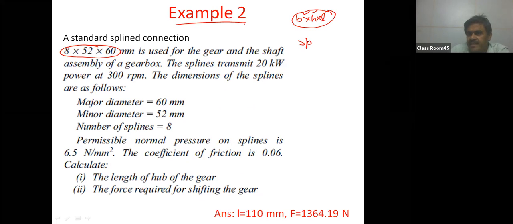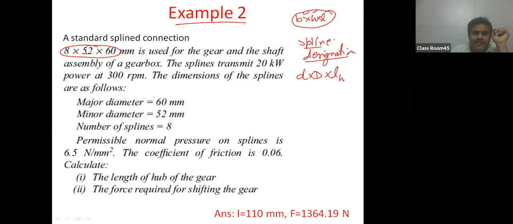And spline designation is somewhat different. In spline designation, we take the minor diameter of the spline, major diameter of the spline, and length of the hub. You can say length of the hub, or you can say LH. LH is the length of the hub.